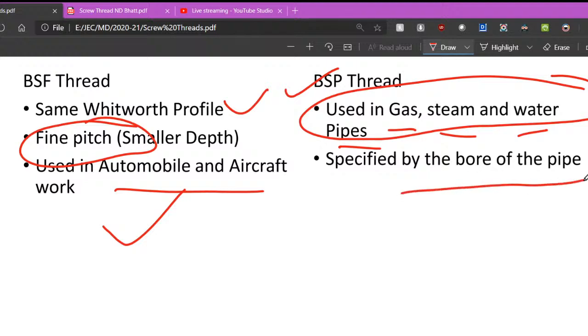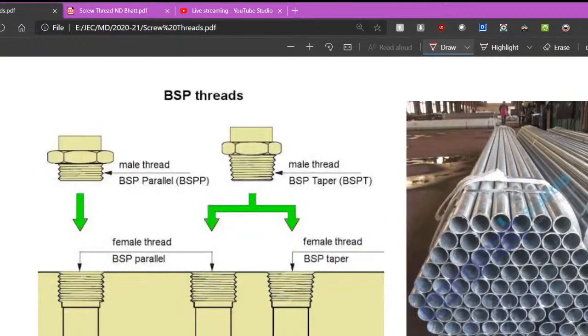These are specified by the bore of the pipe. Okay, I will discuss it. So you measure the internal diameter inside the pipe, and that becomes your bore of the pipe. For example, all these pipes, you take any pipe and measure the internal diameter, that becomes bore of the pipe. So there are two ways to assemble. First, you prepare the internal thread inside the pipe, and if you have to join another, then you have to cut the external thread.